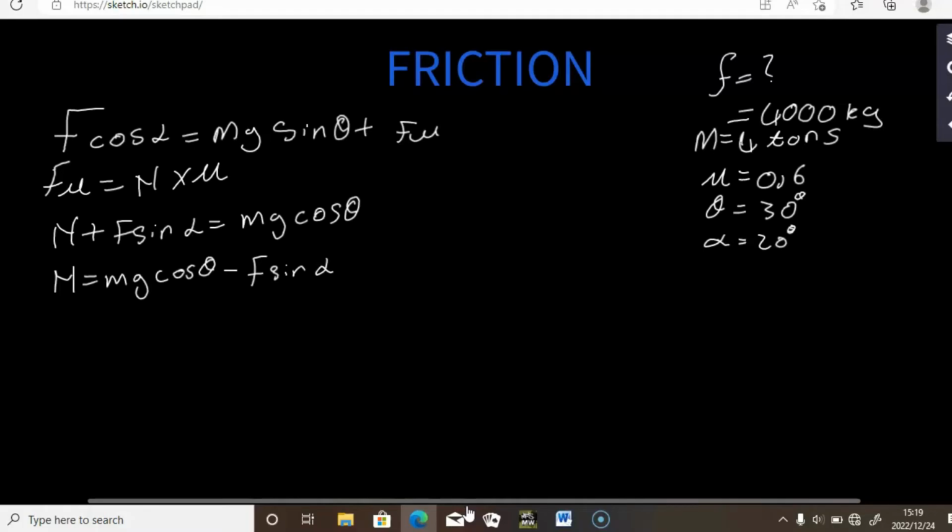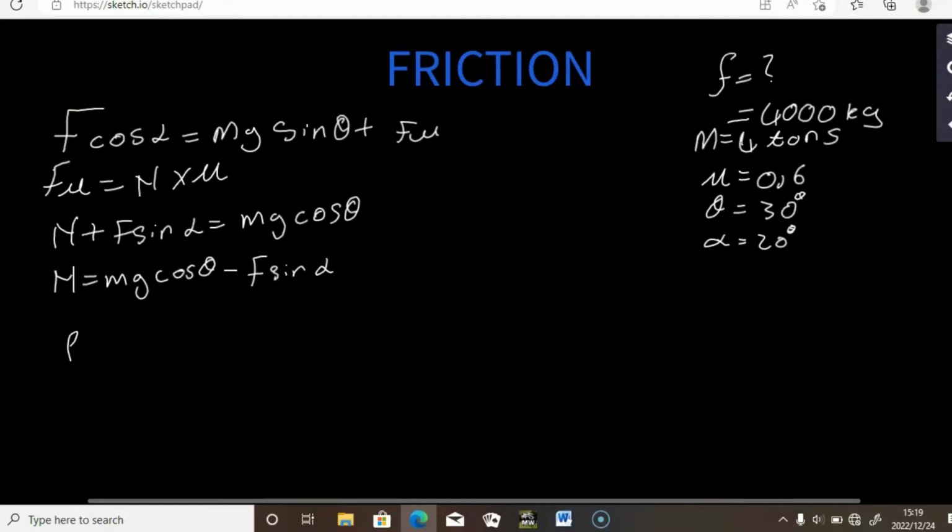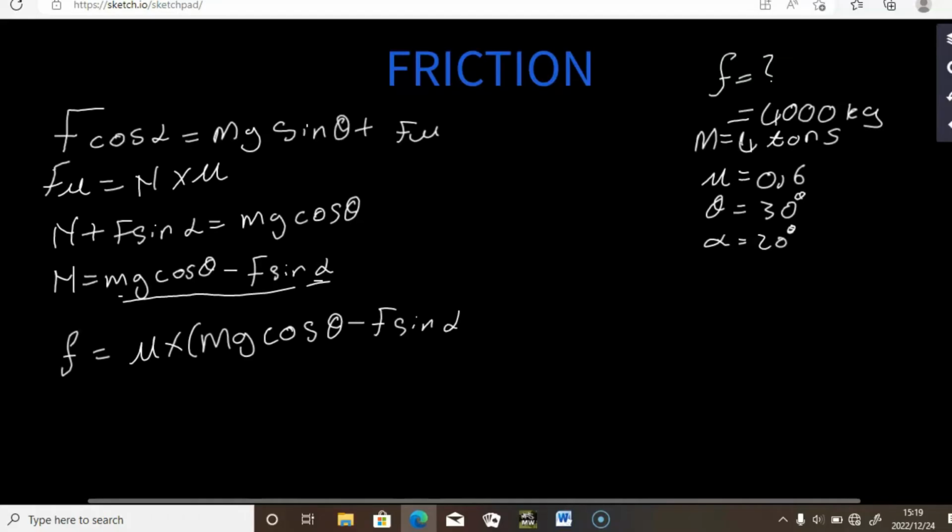meaning our frictional force is equals to what? Mu times, open bracket, we put this, mg cos theta minus f sine alpha.